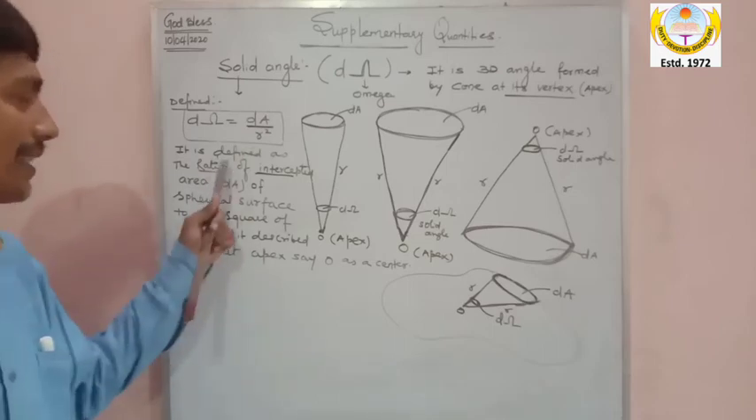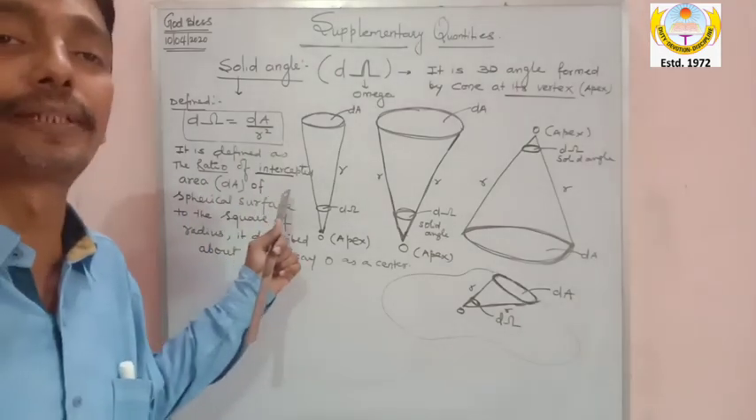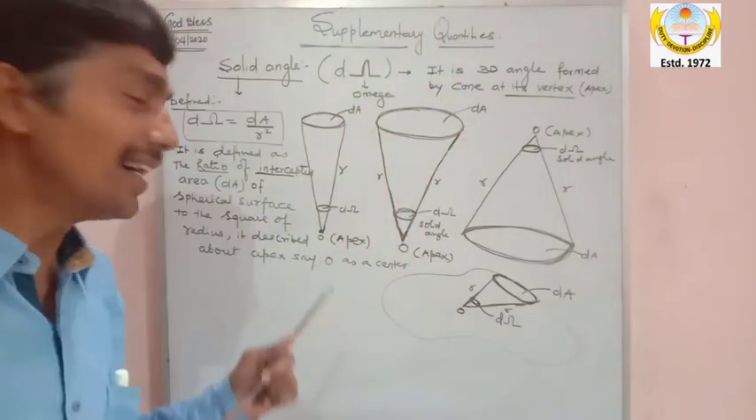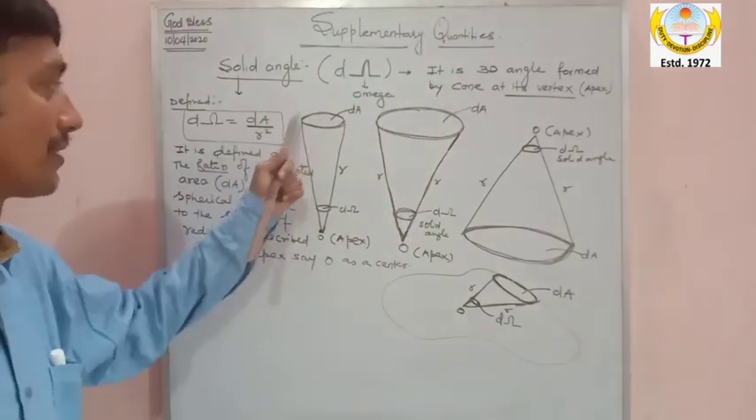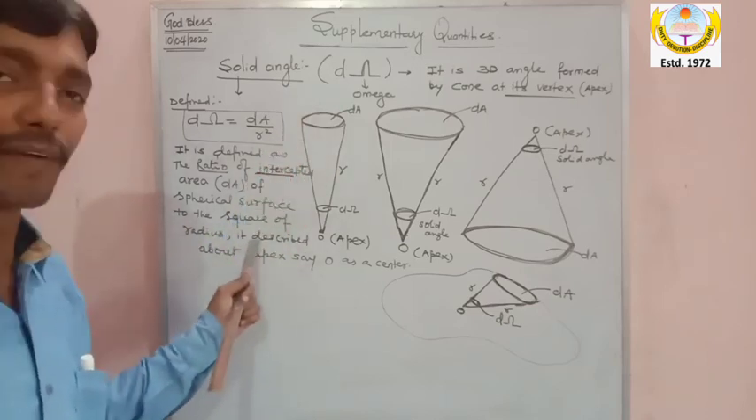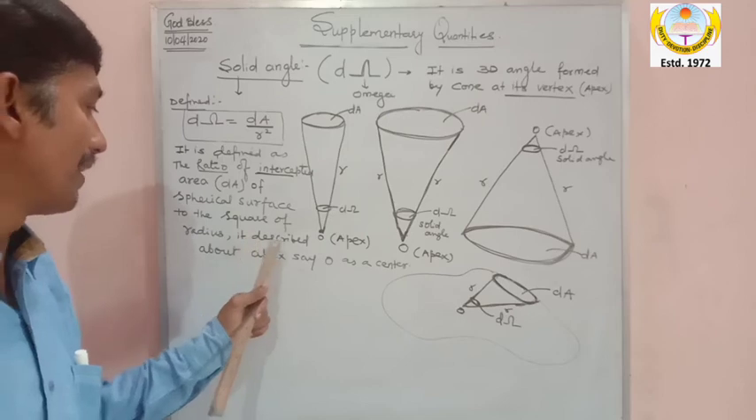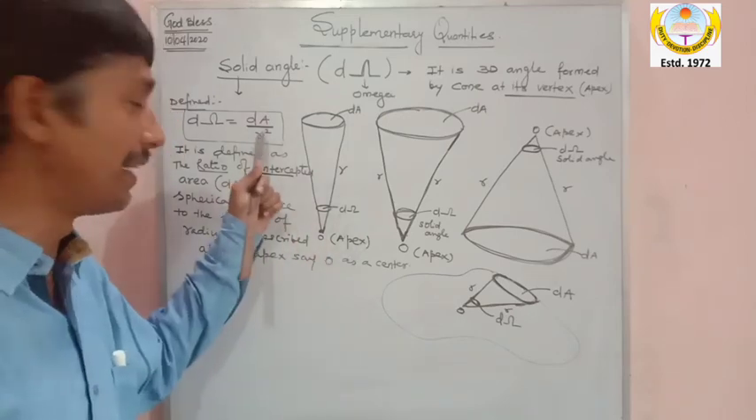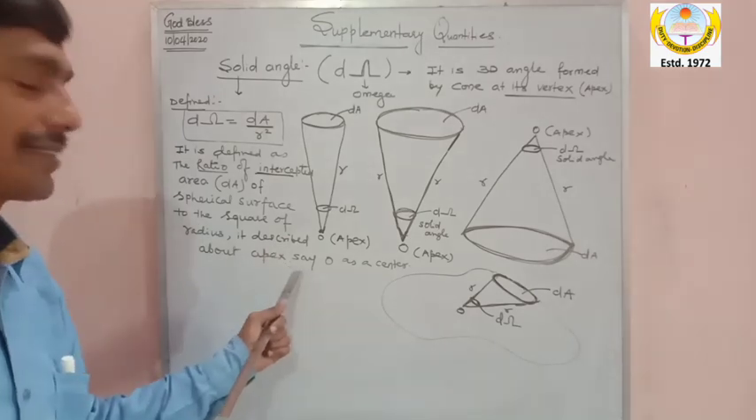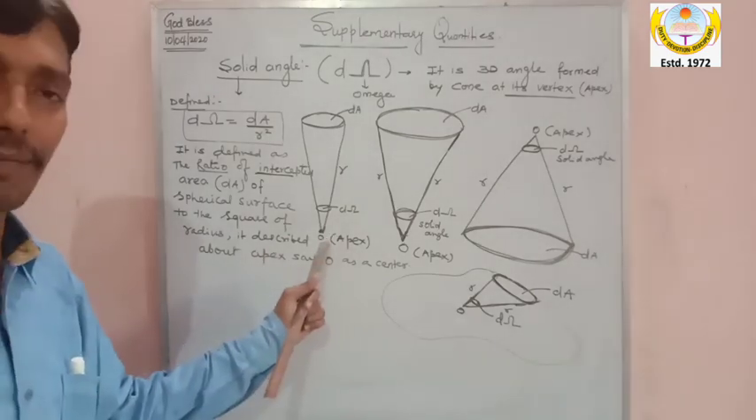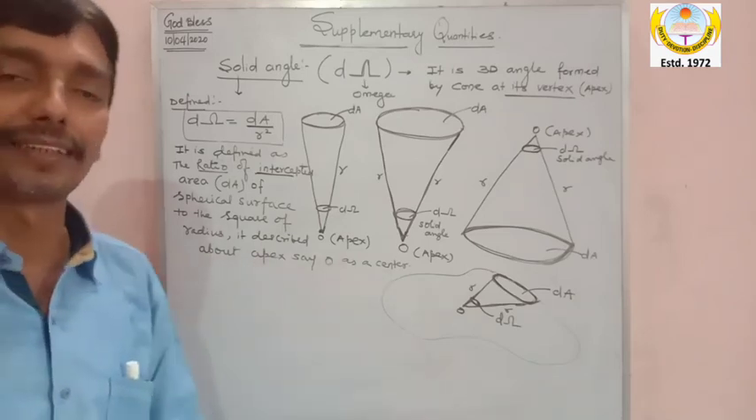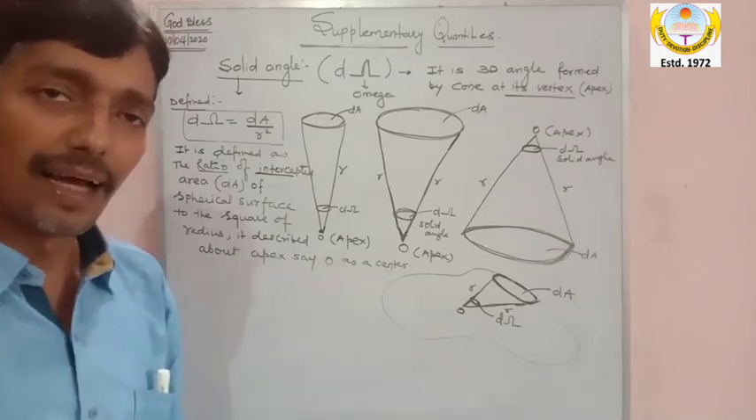What does this mean, sir? It is a ratio of intercepted area. How much area will be intercepted? Area of the spherical surface. Am I clear? To the square of radius, and where it is formed, it is described about the apex, say O. I have given the name O. You can take any alphabet. So say O as a center. I hope it is clear.